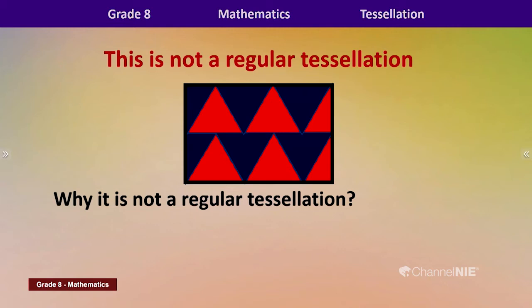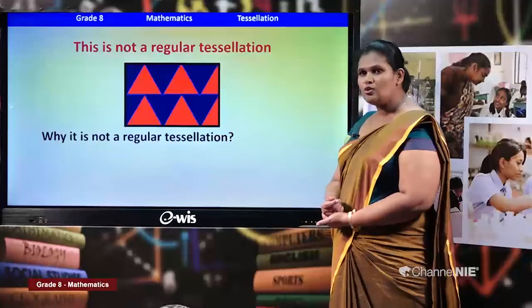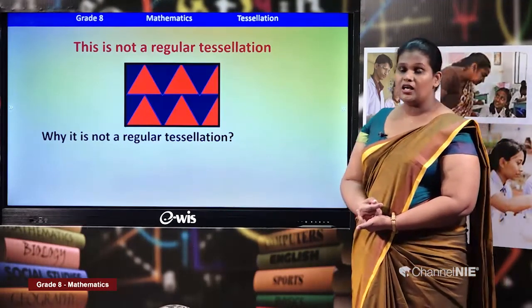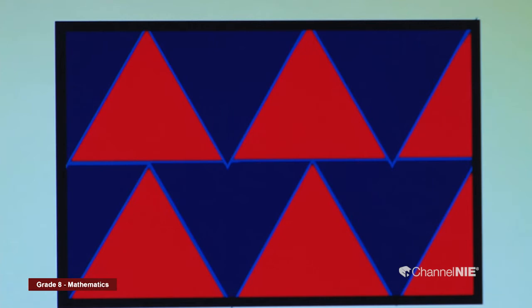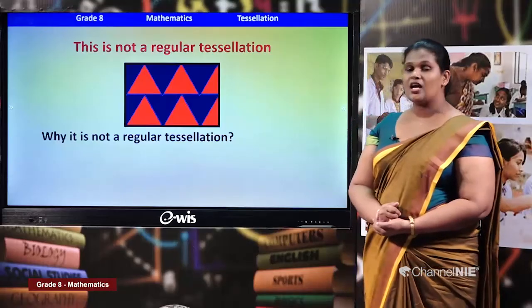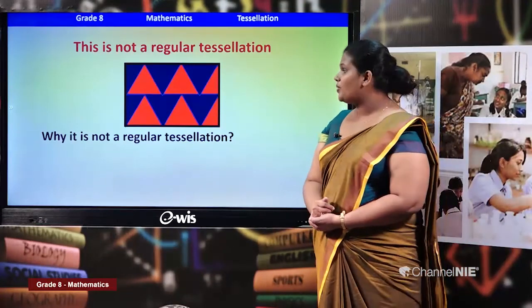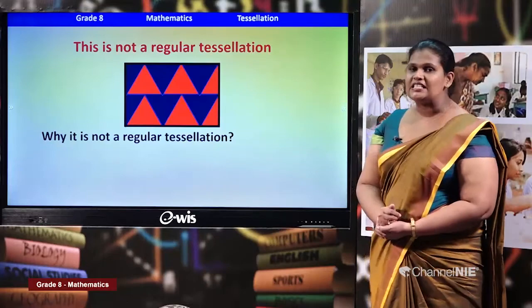What can you say about this picture? Here, can you notice a vertex point? We have used some equilateral triangles here. Therefore, it has to be a regular tessellation. But can you notice a vertex point there? We will see. The vertex of one triangle is on the side of another triangle. Right. Therefore, we can't have a proper vertex point there. That means this cannot be taken as a regular tessellation.